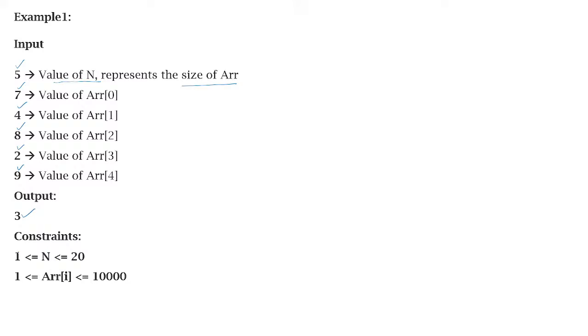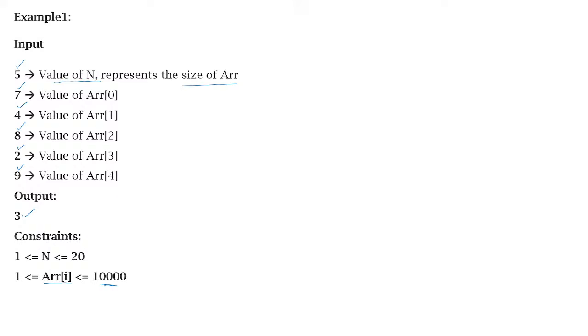Okay, so the size of the array should be between 1 to n. That means the array must contain at least one element and up to 20 elements. Size of the array should be only up to 20 elements, and for the elements of the array, 1 less than or equal to array of i less than or equal to 10,000. Okay, so they are between 1 to 10,000, not more than that.